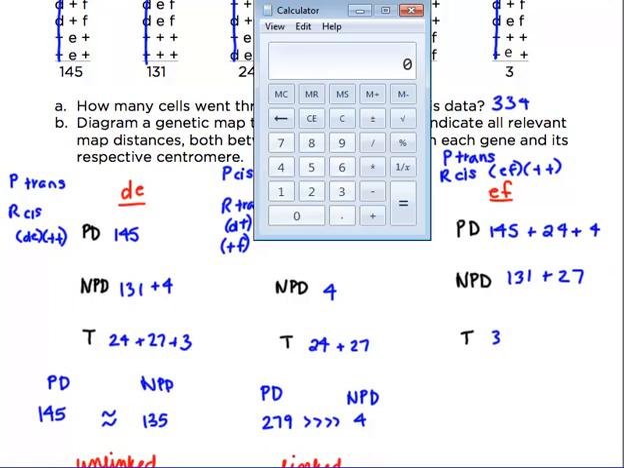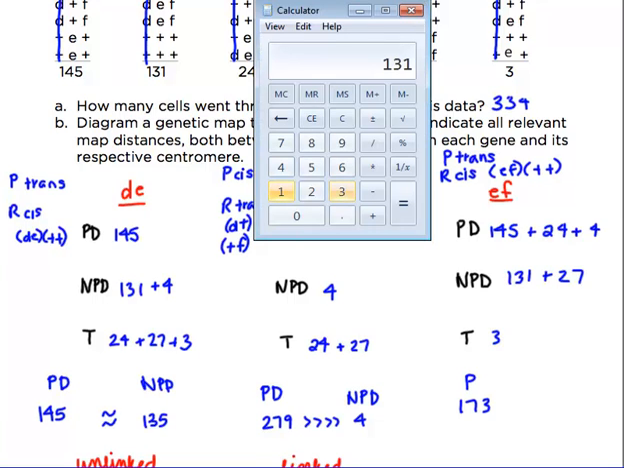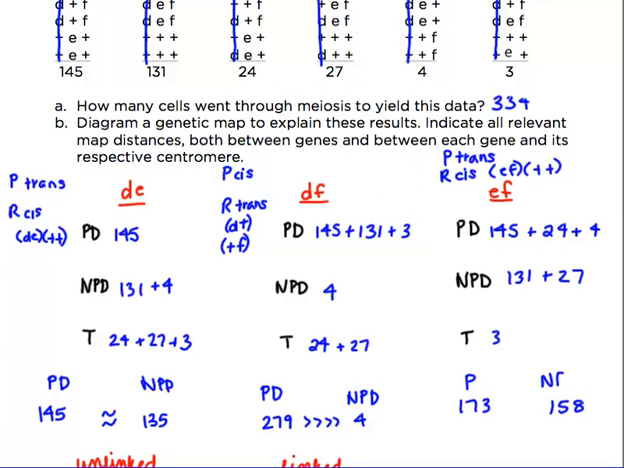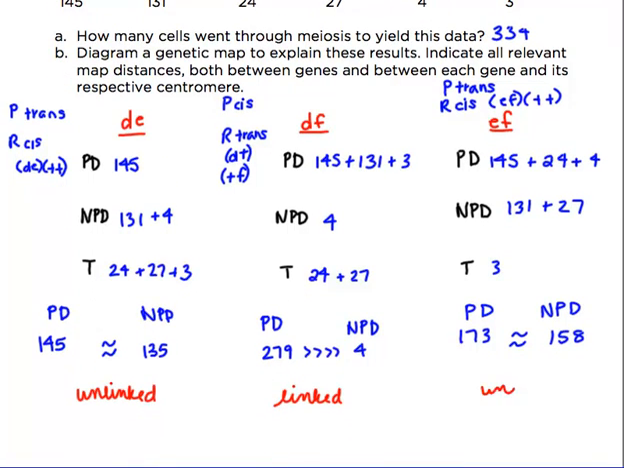So how many parental ditypes? You have 145 plus 24 plus 4. So you get 173 parental ditypes. And 158 non-parental ditypes. So although there's some deviation, these are roughly equal enough for our comparison, and that would indicate that these are unlinked as well. And that makes sense. If D and F are linked and D and E are unlinked, that means that E and F must also be unlinked. So that makes sense. Okay.